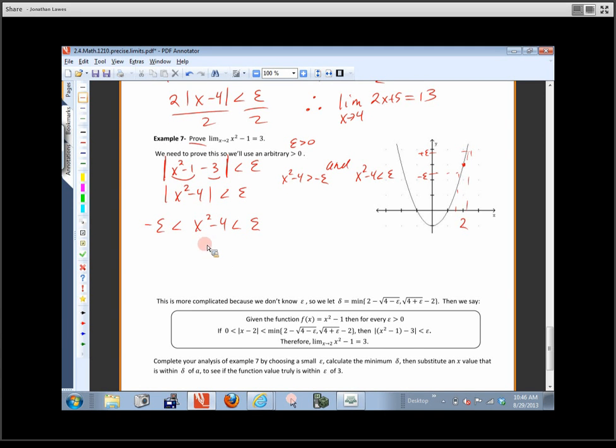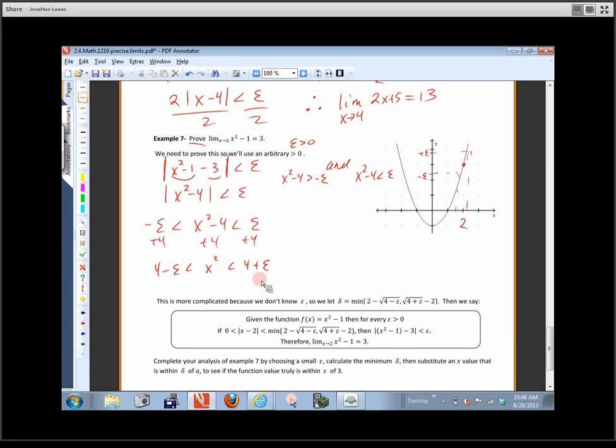Next step, add 4. So this is going to be 4 minus epsilon. And notice, this is one reason why I like doing it this way. You can see the uniformity, and you can see what we're talking about geometrically. So this is going to be up and down, okay? And then let's see, how do you get rid of the square? You have to take a square root, right?